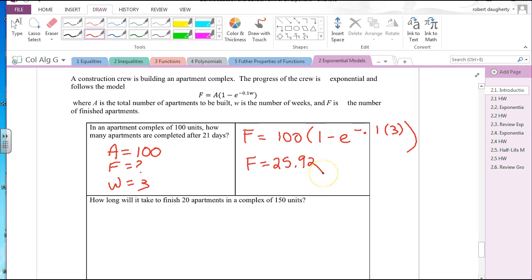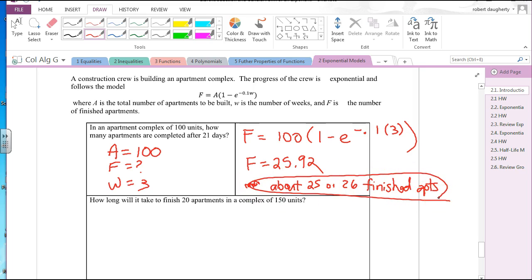So what does that represent? That's the number of what? Finished apartments, okay? Now, what does it mean to have 25.92 apartments finished? Right, and I would take this problem either way. It means, technically, to the letter of the law, how many have you finished? You've only finished 25, but you're close to finishing 26. So in this case, it's about 25 or 26 finished apartments, okay?